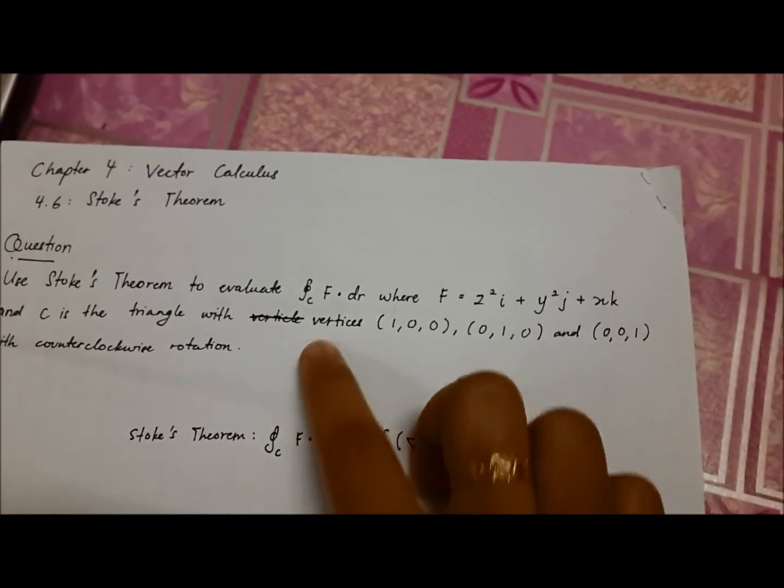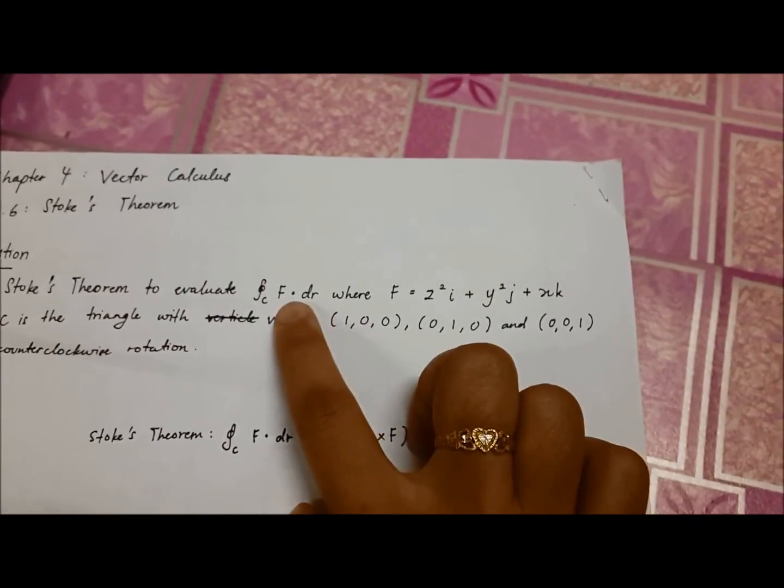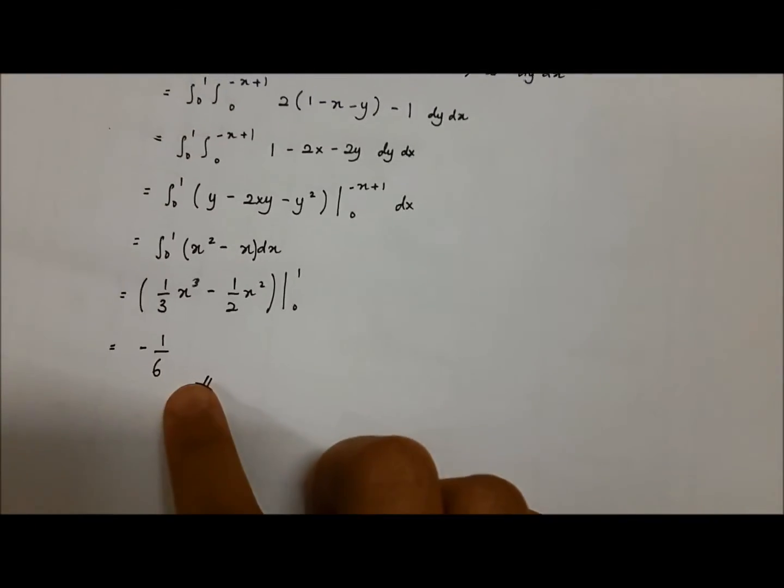So I obtain the result, which is the integral of F dot dr equal to minus 1 over 6. That's all from me. Thank you.